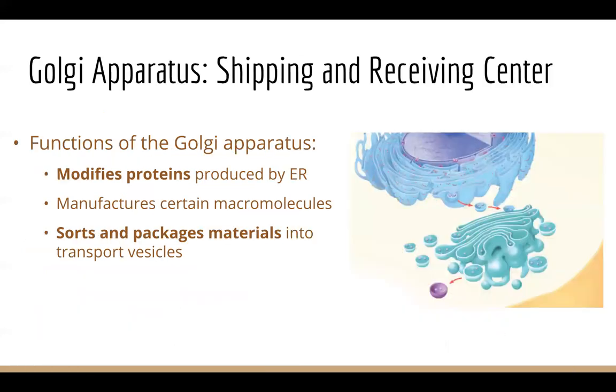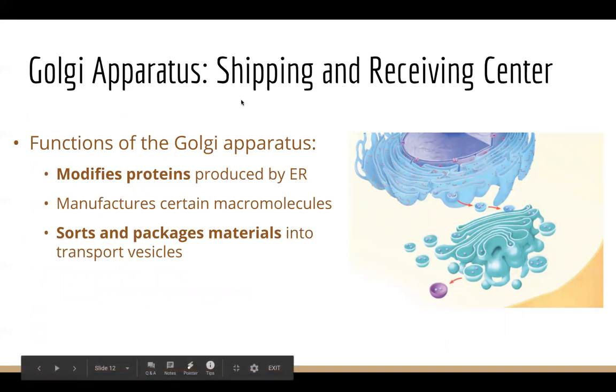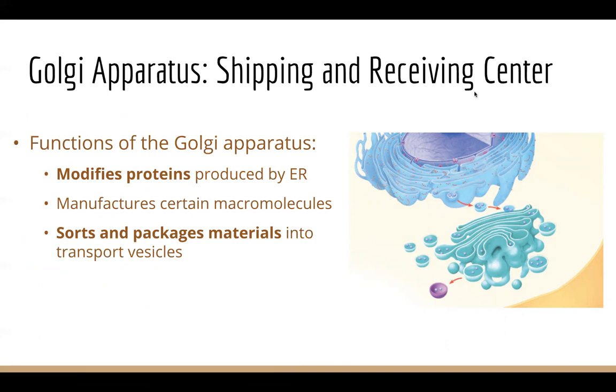And where is it shipped to? It's shipped to this place called the Golgi apparatus. It is the shipping and receiving center in a cell, and it receives proteins and other things. Its main function is to modify the proteins produced by the ER. Once they modify the protein, it's all good, and they can ship it to other places. You can think of the Golgi apparatus as maybe like USPS, UPS, FedEx, all those shipping companies. That's basically the Golgi apparatus. Golgi also manufactures certain macromolecules, and it stores and packages materials into transport vesicles, which are the shipping boxes.